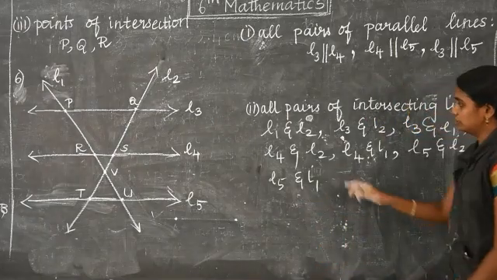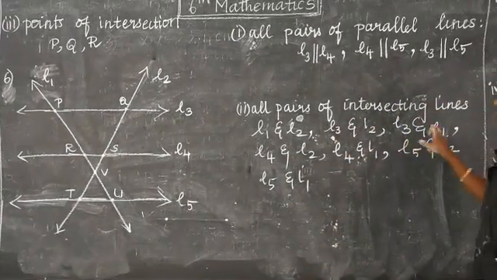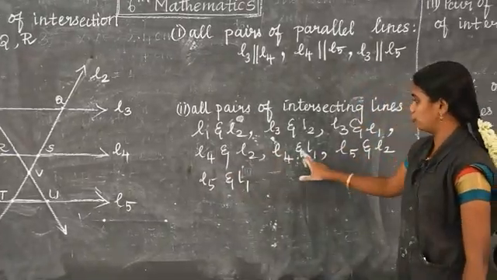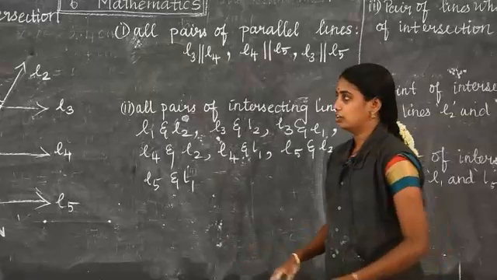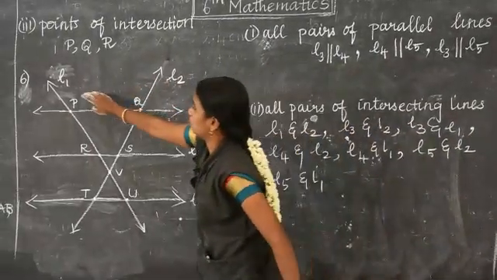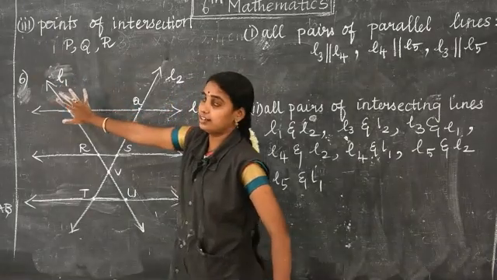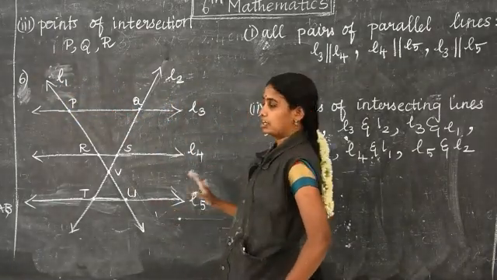Every cutting lines we have written. See L1 and L2, L3 and L2, L3 and L1, L4 and L2, L4 and L1, L5 and L2, L5 and L1. Okay, so compare it properly. Lines are given very clearly: L1, L2, L3, L4, L5.